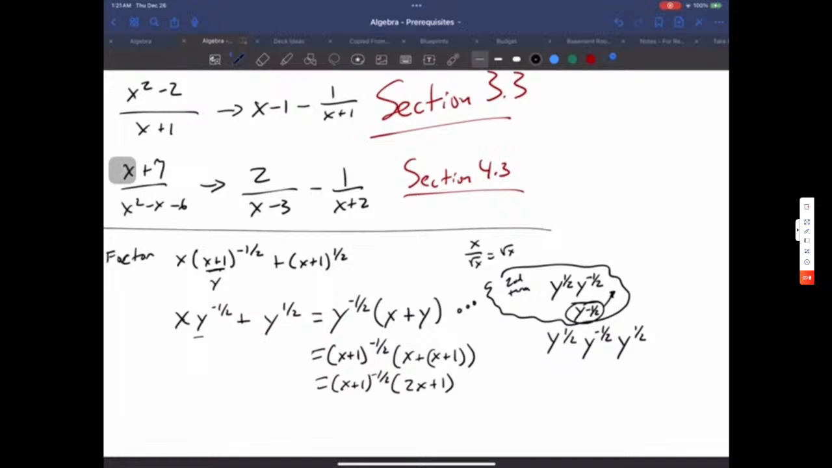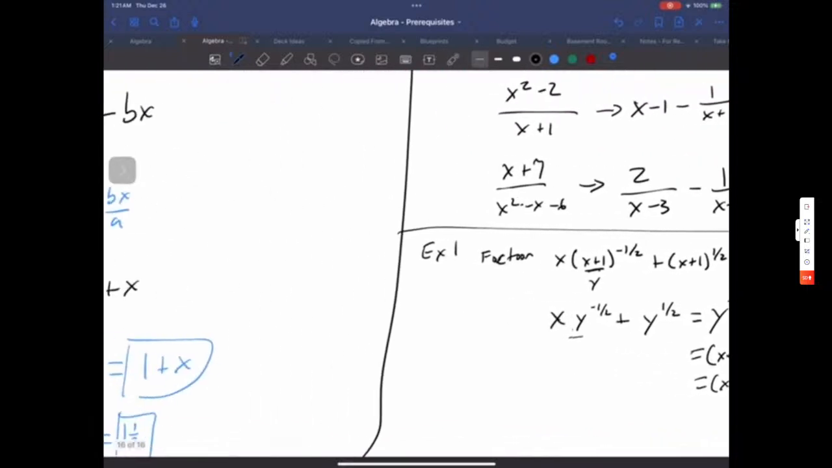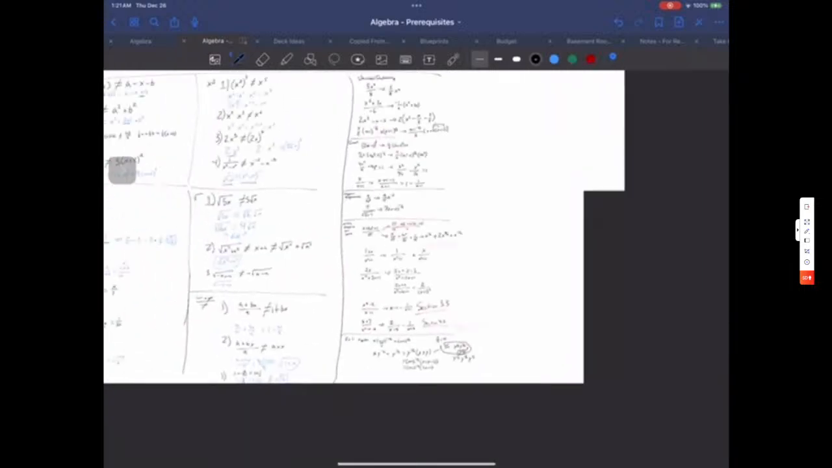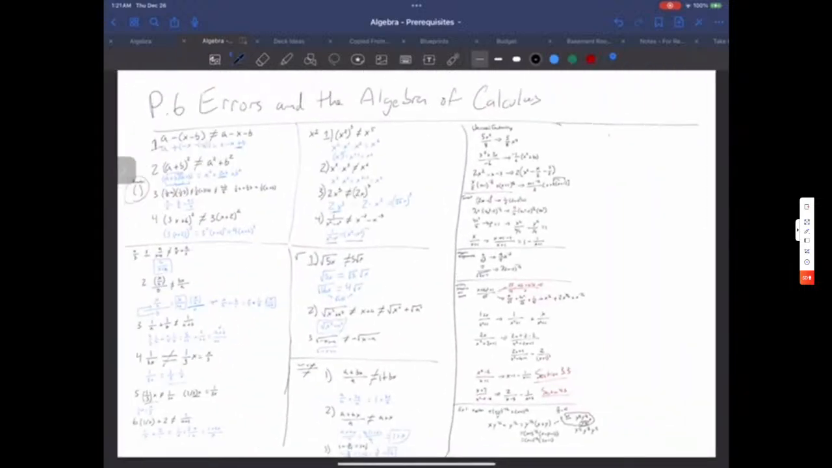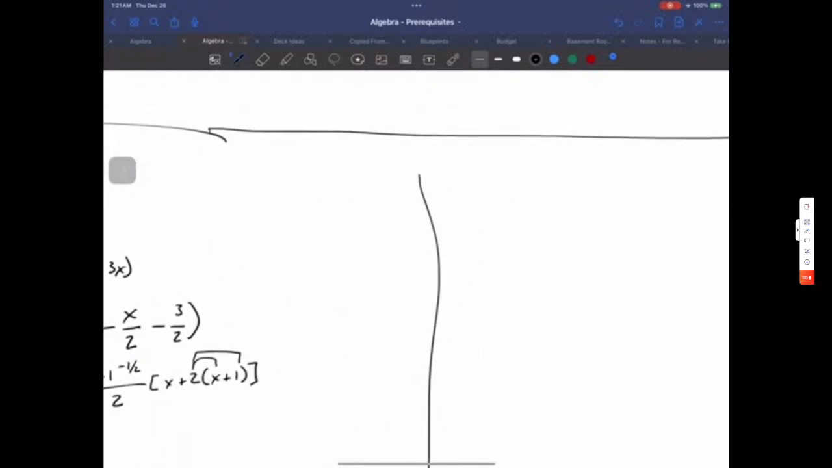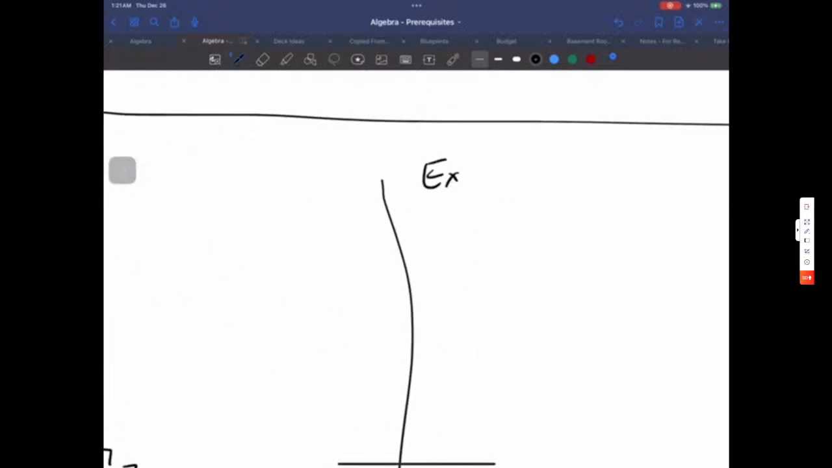So that's one way to do it. Okay, so example 2. Let's make one more column here. Example 2.